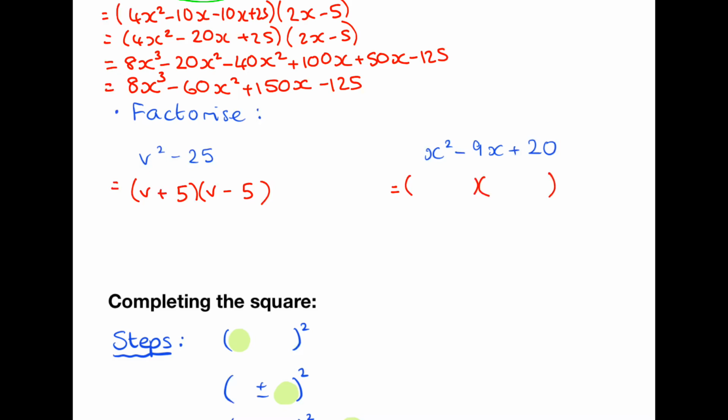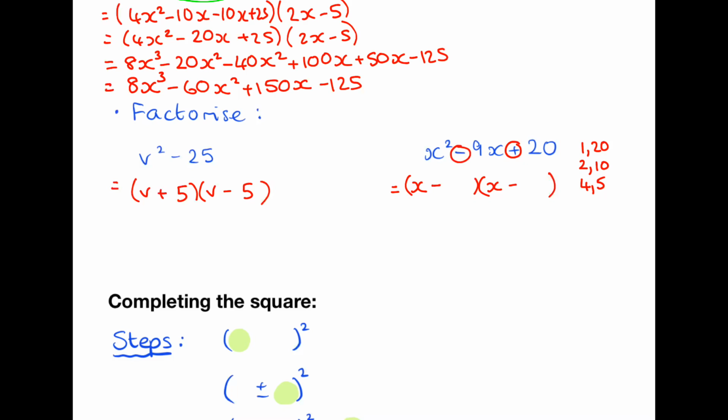So remember what we do is fill in the beginning of the brackets first. We write down the factors of the third term. We look at the sign of the third term, which is plus, which means that the signs in the brackets have to match. They've got to be the same as each other, and they've got to be the same as this one. So they're both minuses.